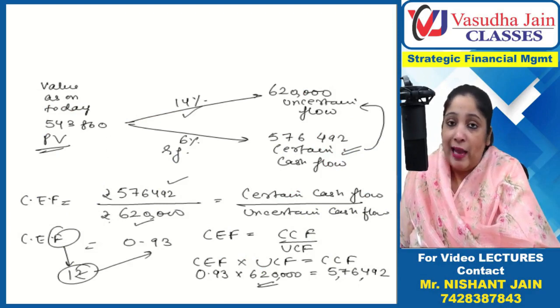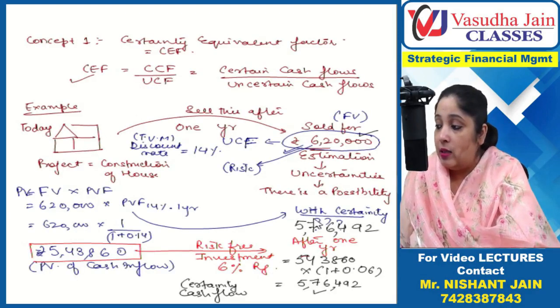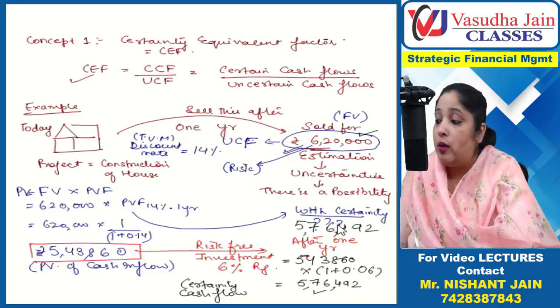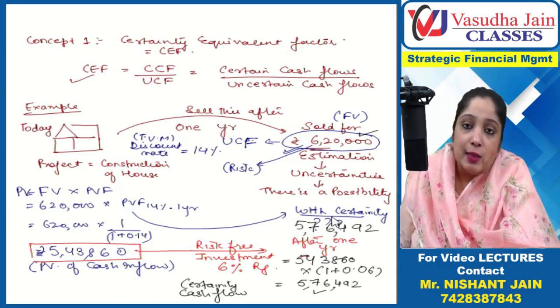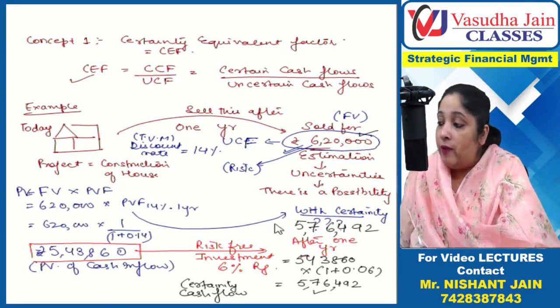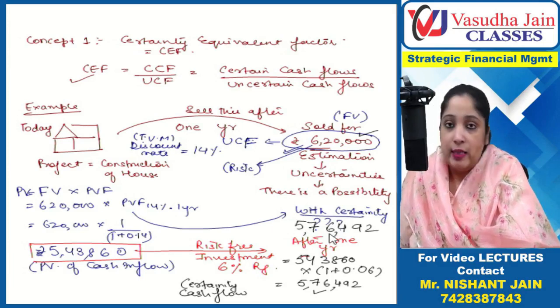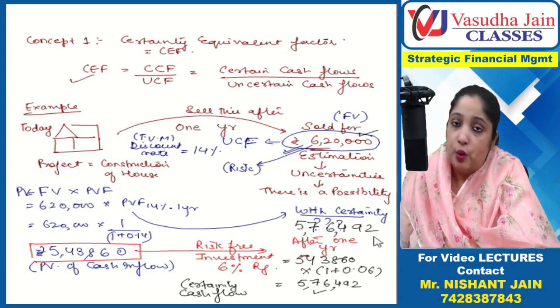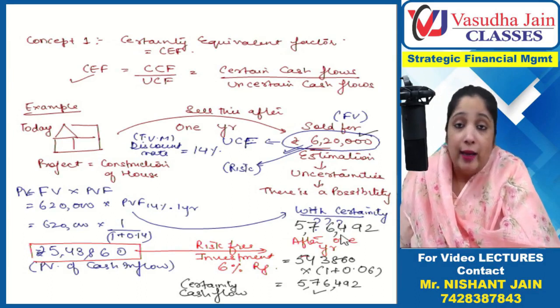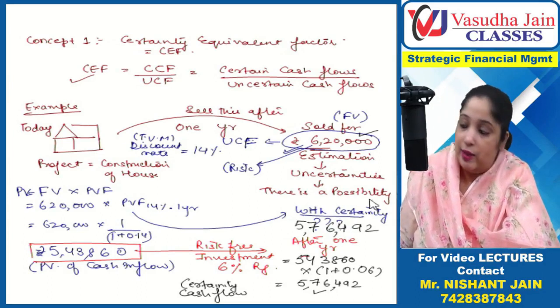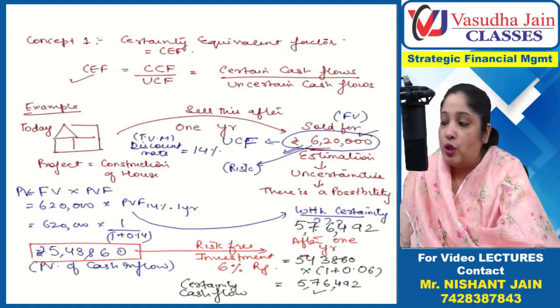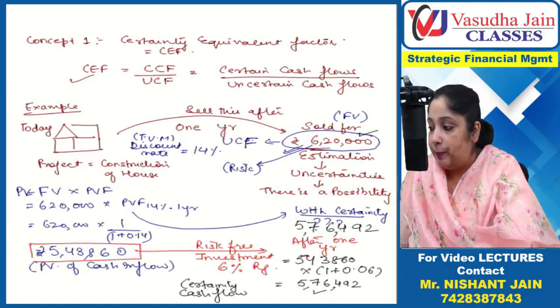Now if the certain cash flows are not even equivalent to the risk-free rate of return, then you should not invest in this project. Now if after 1 year you are getting 5,76,492, then it is good, you should invest. If you are not getting 5,76,492 after 1 year, you should not invest. Now let us solve a question and understand this concept better.